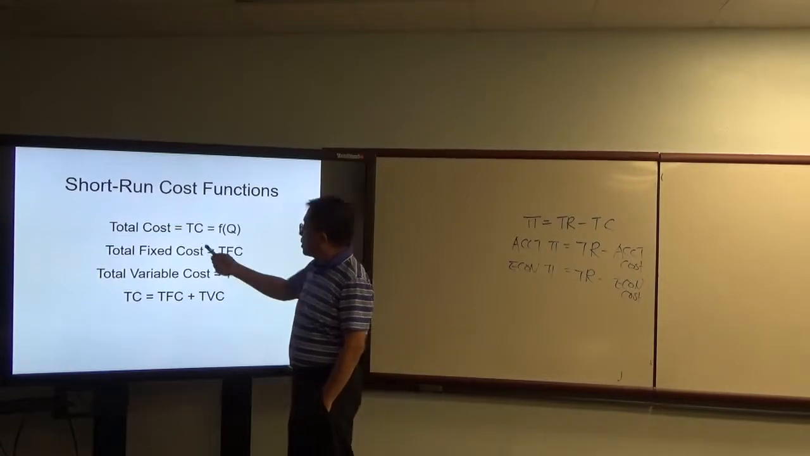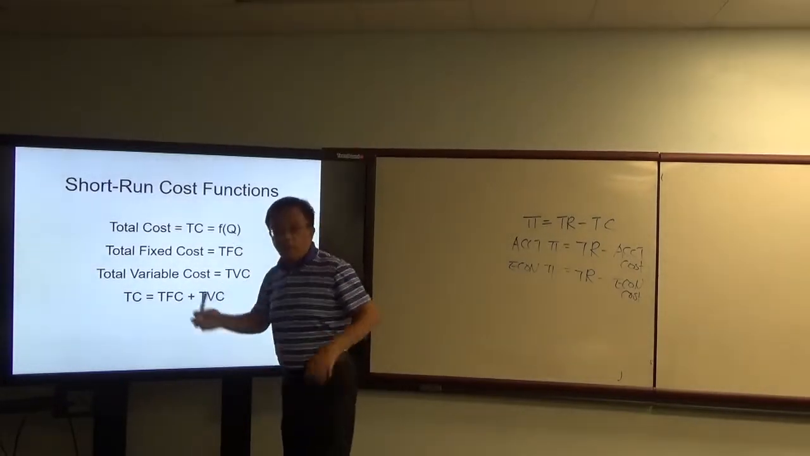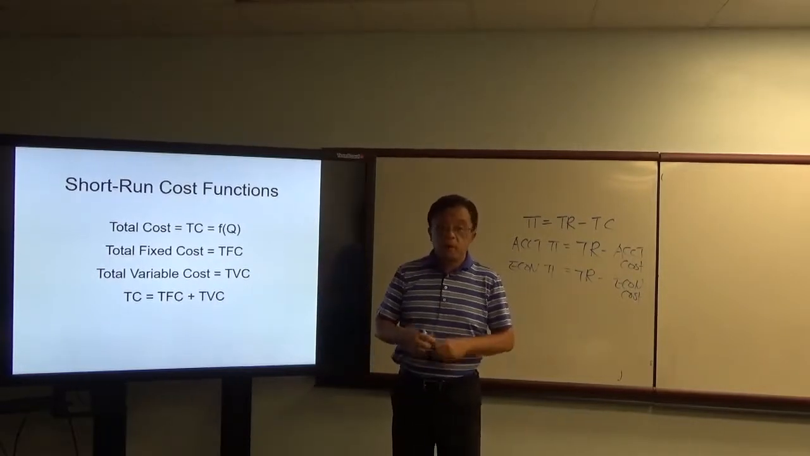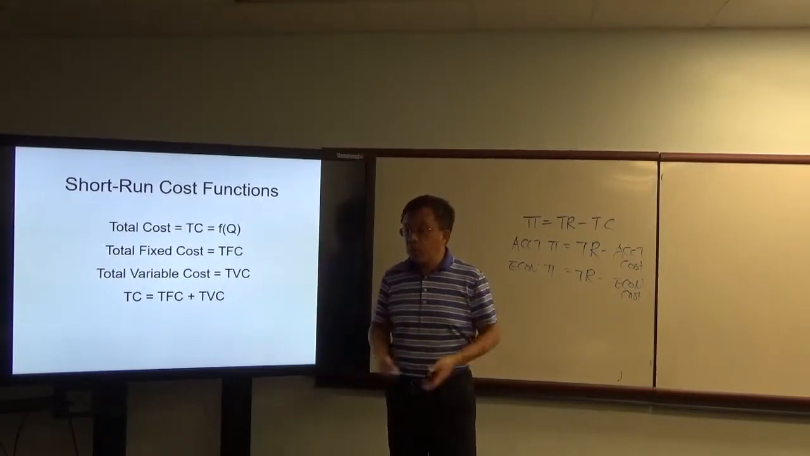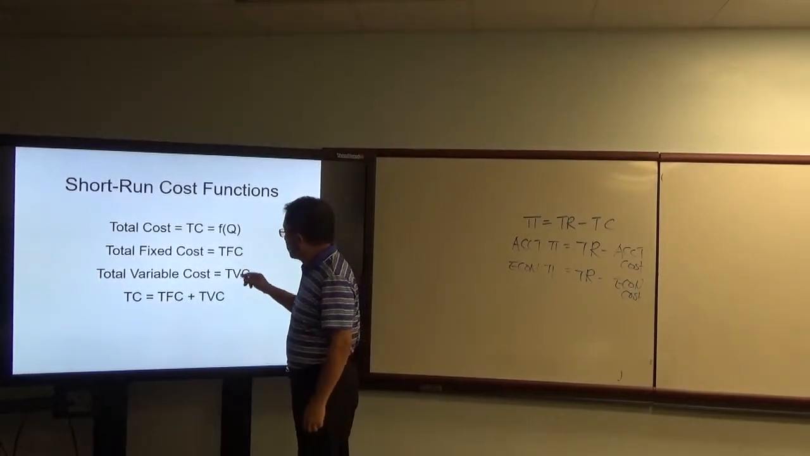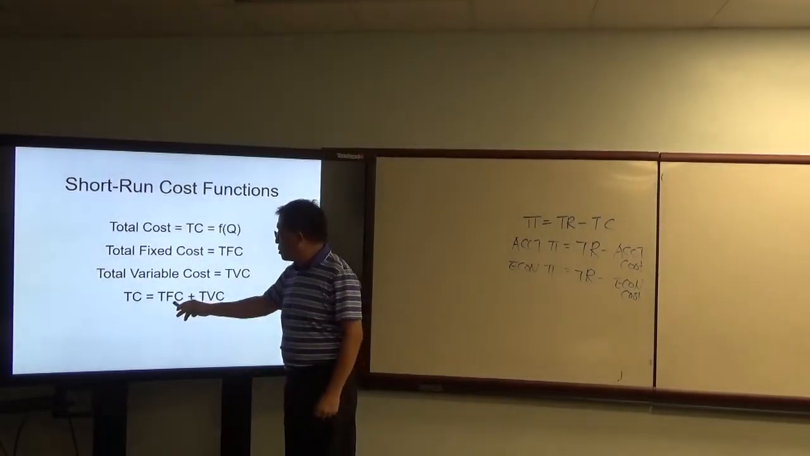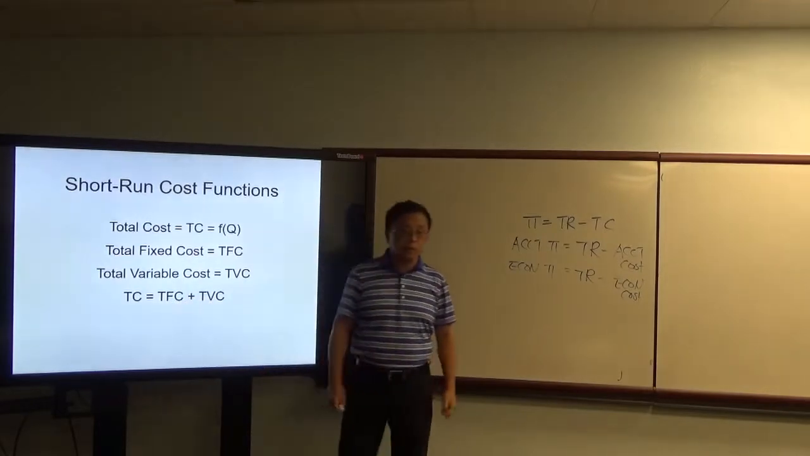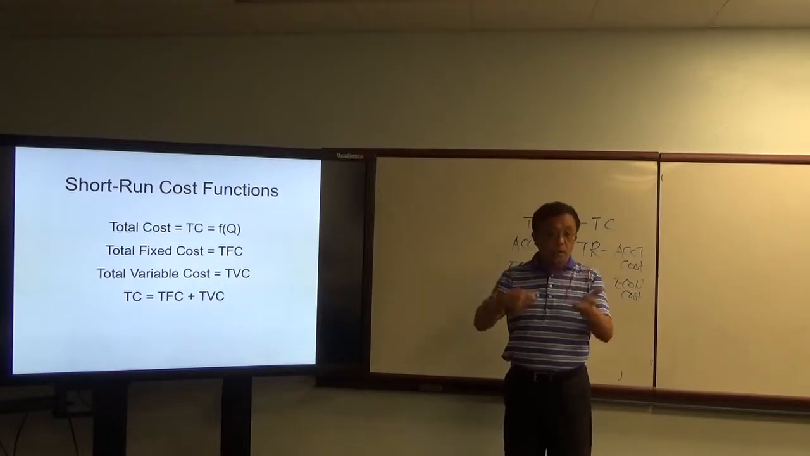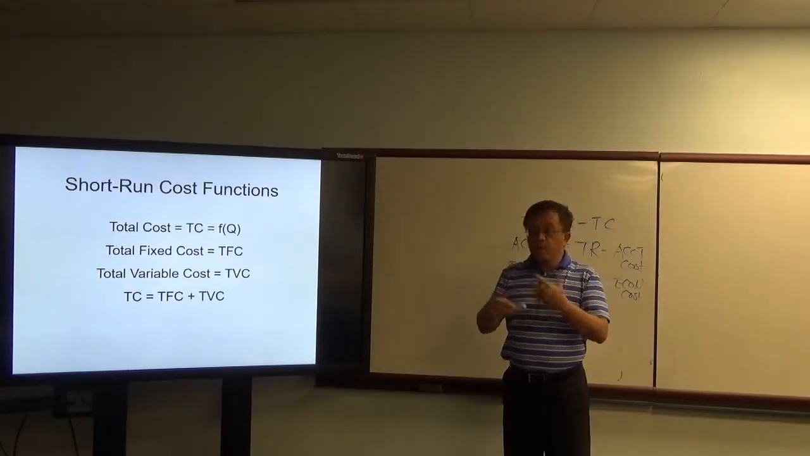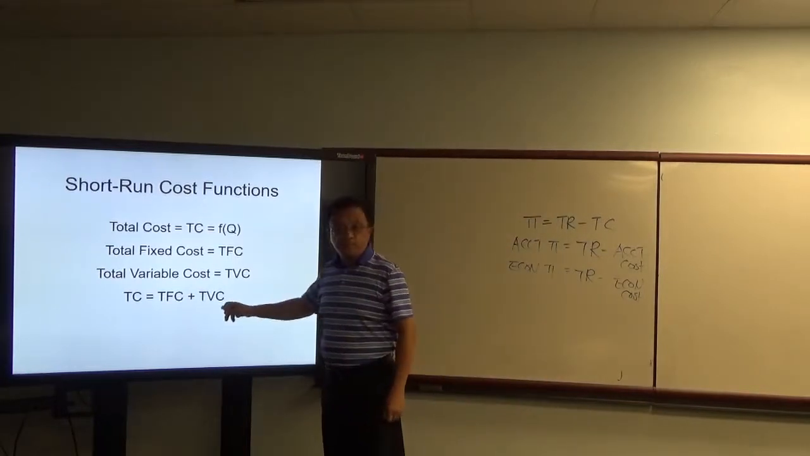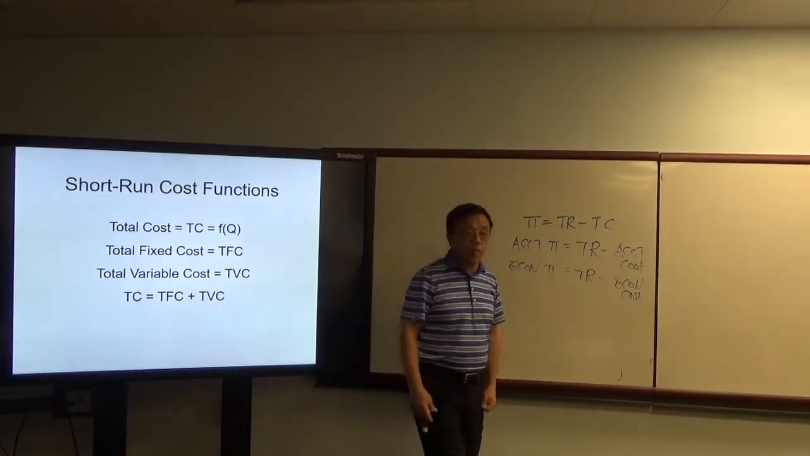So usually the cost function is a function of the output you produce. The idea is the more you produce, the higher the cost. But be very careful, we have two costs here. The total fixed cost and total variable cost. Now what is fixed cost? It is fixed. It will not change or vary with the level of output. And the variable costs are variable, changing with the level of output.